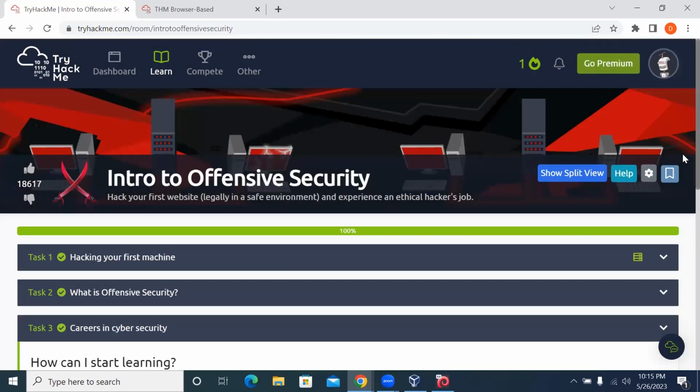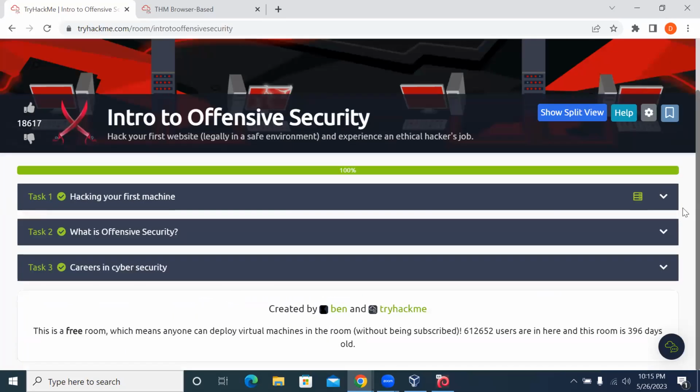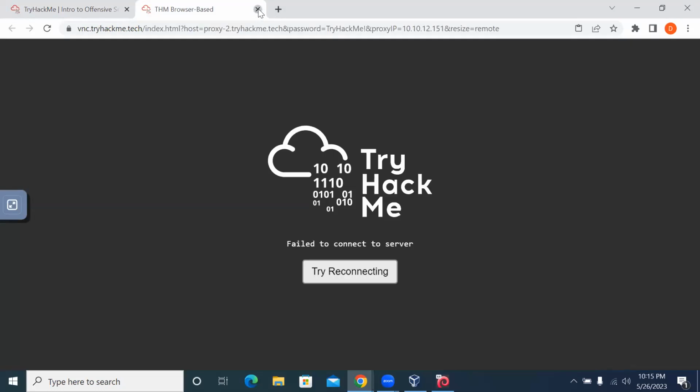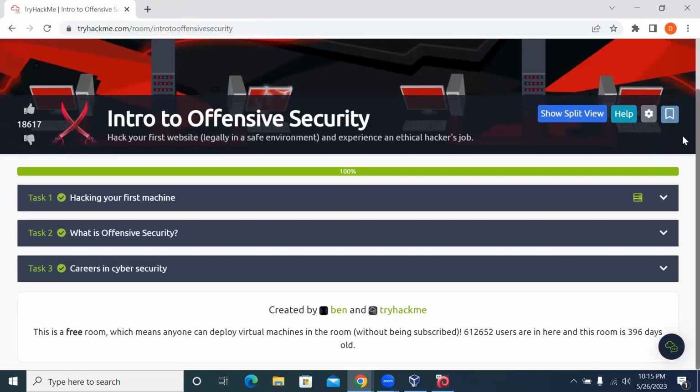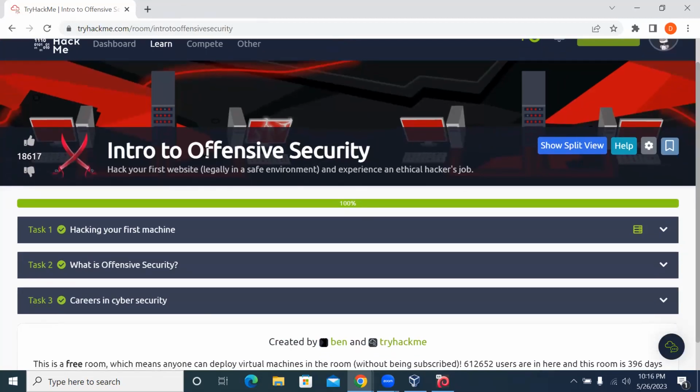I think this is one of the only free ones, because others are free, but there are some you will have to pay for, right? There are some you will have to pay for. So this is one of the many. We are still in the introduction to cybersecurity. So this whole learning part is the introduction to cybersecurity.